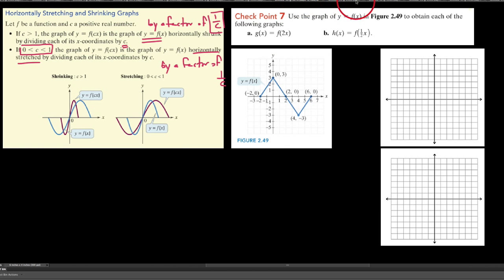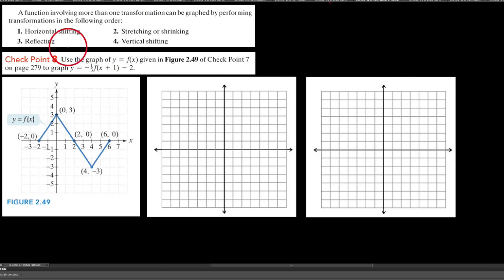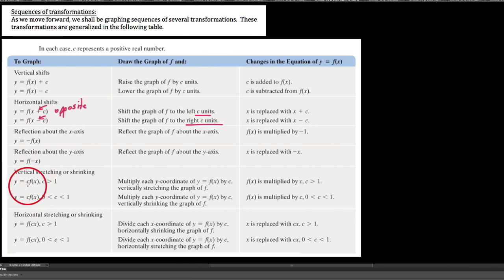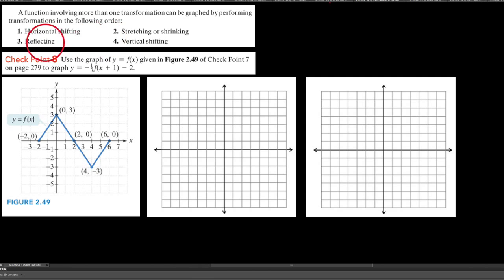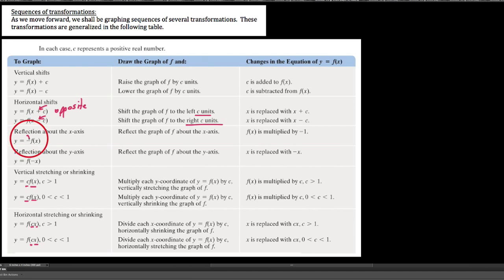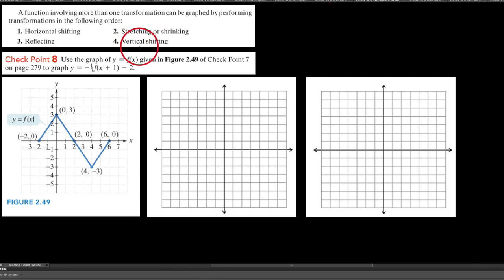Knowing that we always start with horizontal shift, stretching or shrinking would occur next. That would be if we were to multiply the y values by a constant, or multiply the x values by a constant. We would get vertical and horizontal stretch or shrink respectively. Last but not least, we have reflections and vertical shifting. Reflections occur when we make our y values negative, which reflects across the x-axis, or when we make our x values negative, which reflects across the y-axis. And the very last one we usually do is vertical shifting, which is always just this loose constant term on the outside here.